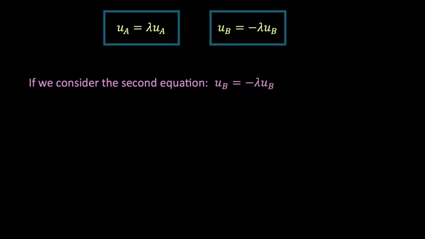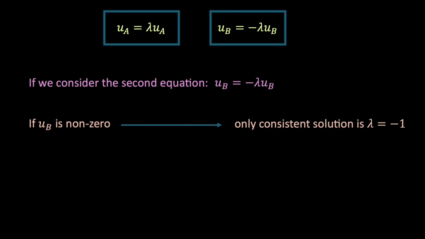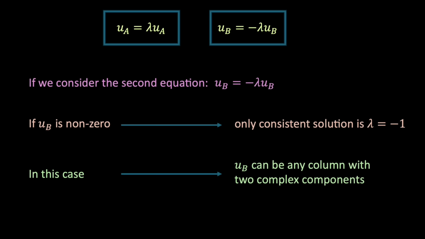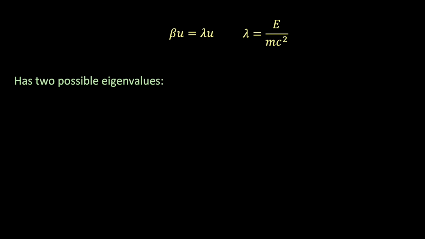Next, if we consider the second equation, then if UB is non-zero, then the only consistent solution is lambda equals minus 1. And so we see that in this case, UB can also be any column with two complex valued components, such as UB equals phi3, phi4. And so we see that our eigenvalue equation, with lambda equals E over mc squared, has two possible eigenvalues corresponding to lambda equals plus or minus 1.